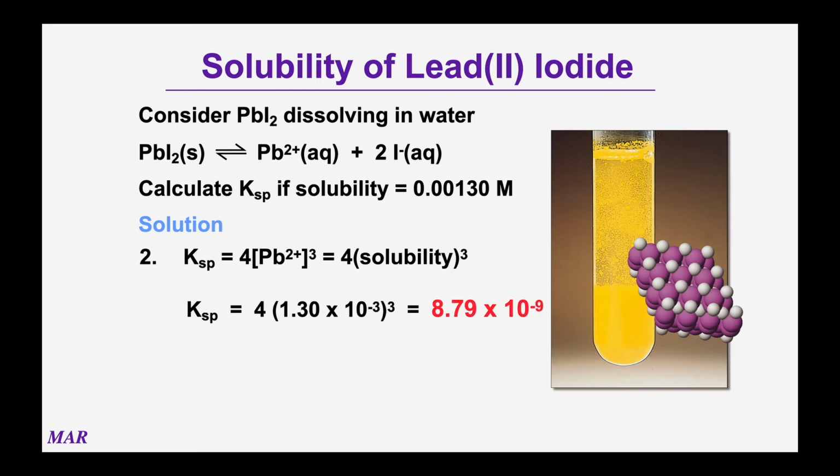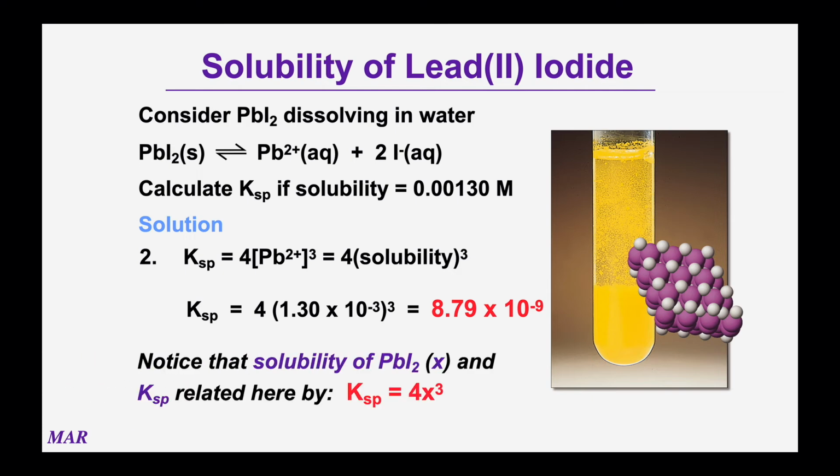I'm going to take that solubility and cube it first and then multiply by 4: Ksp is 8.79 times 10 to the minus 9. Now, again, you would have gotten the same value if you had taken 0.00130, the lead, and multiplied it by 0.00260, the iodide squared. It doesn't matter which way you do it, but this 4 times the solubility to the third power equals Ksp will be helpful to us here in a little bit. But this is one way that you can calculate Ksp from solubility.